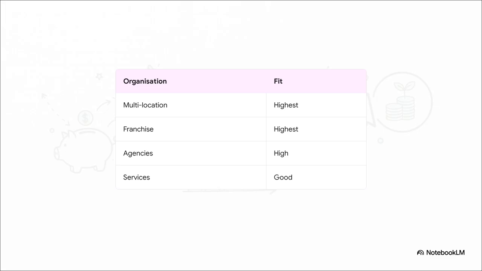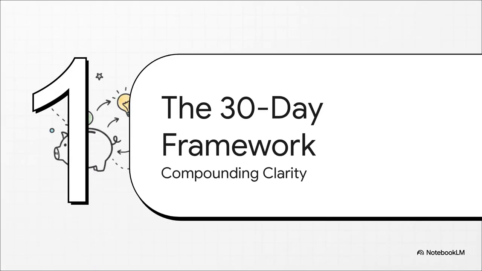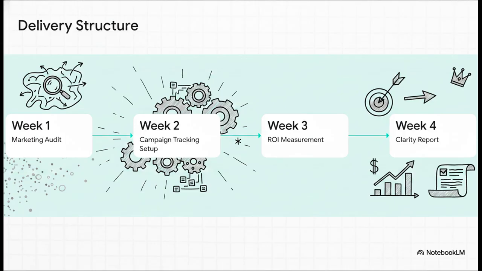They know they need it. They just need structured, hands-on help getting their team and their systems totally ready to use it. And this brilliantly illustrates our next point, Section 4, the 30-day framework. Okay, this is the chronological 4-week process that builds compounding clarity.